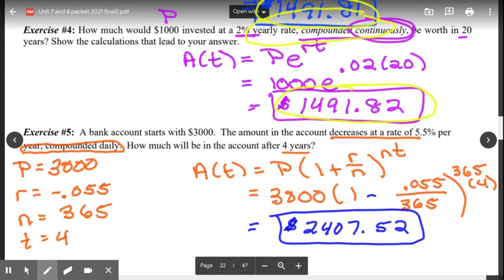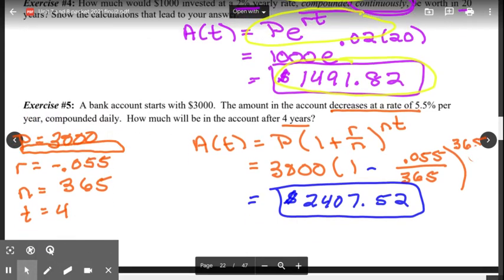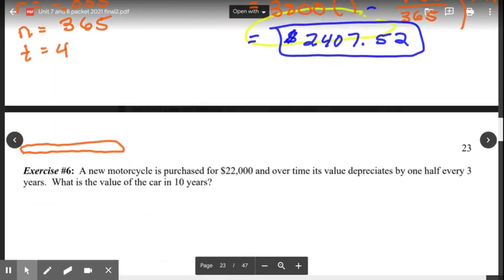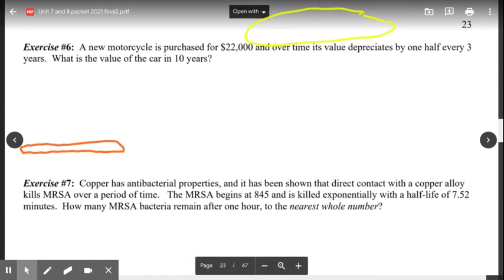Okay, 6, 7, and 8 on the next page, we're talking about half-life and doubling time. So we'll be using the last two formulas.